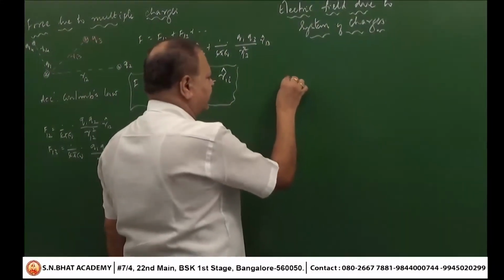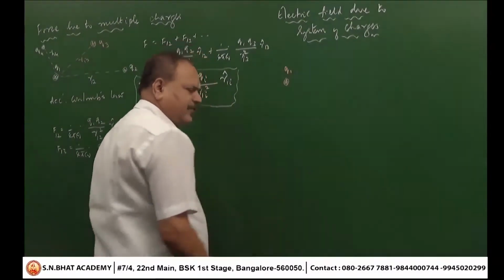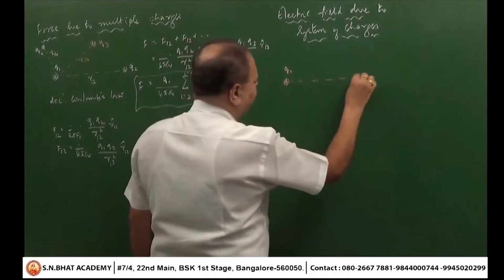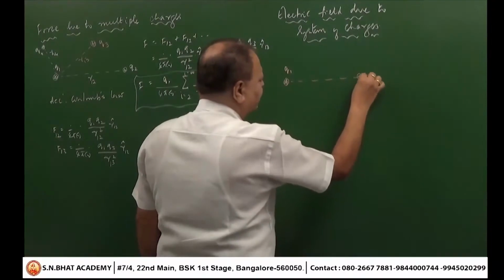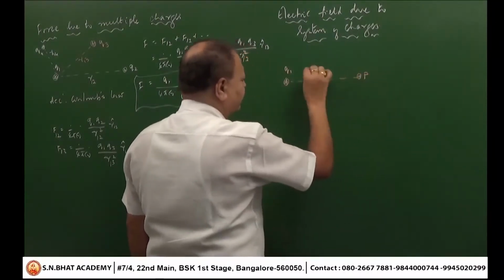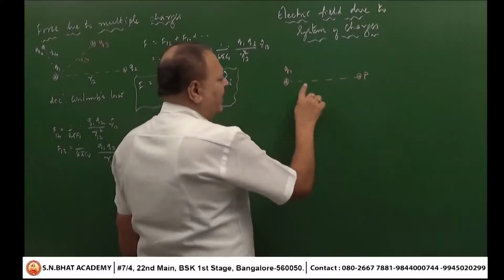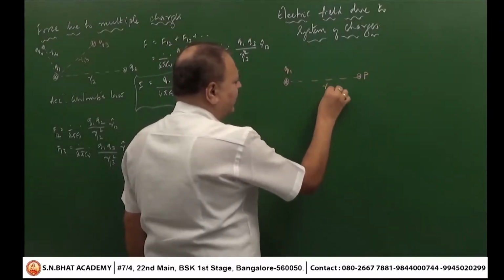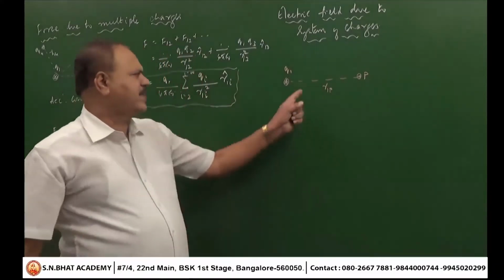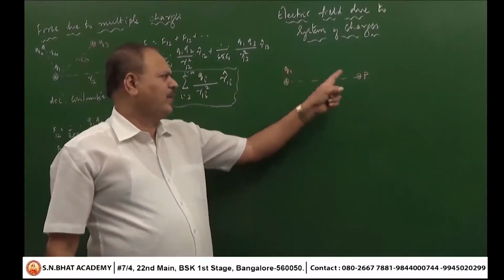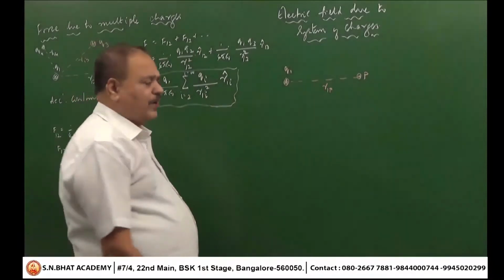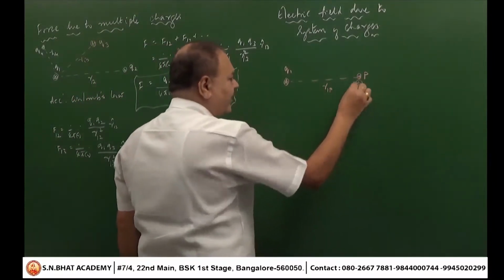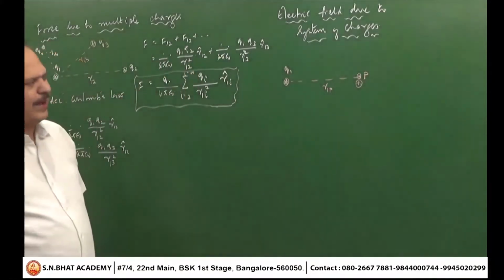For example, suppose I have an isolated point charge here. Then at this point P, the electric field due to this one is equal to E1. And the distance from here to here you can call R1P, because it is the distance of Q1 from the point P. And you know that when you want to calculate the electric field at that point, you must put a test charge.